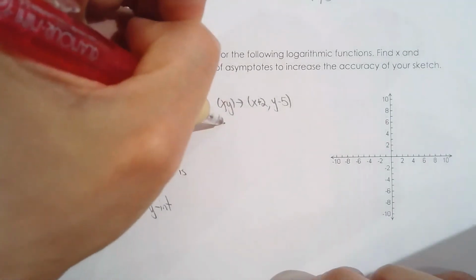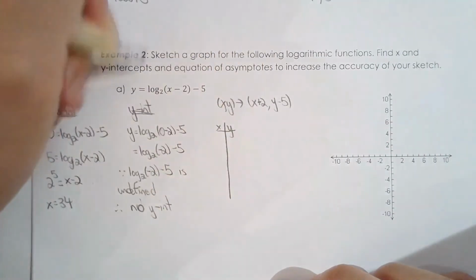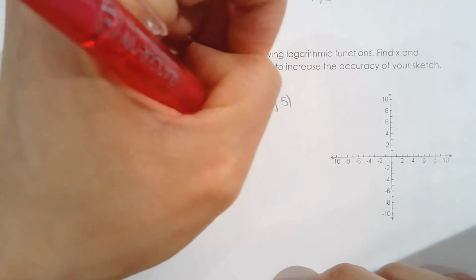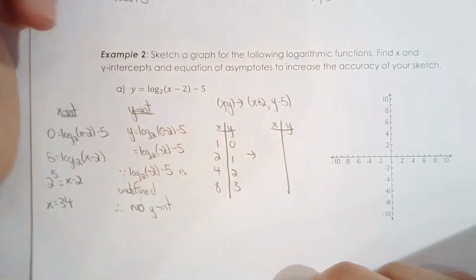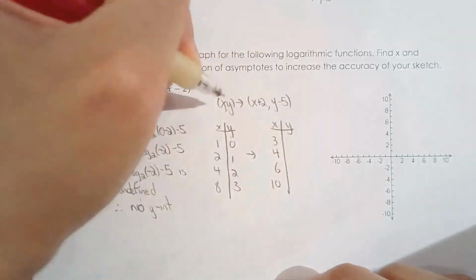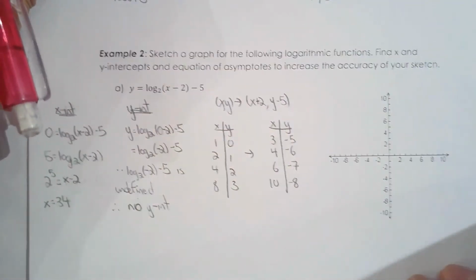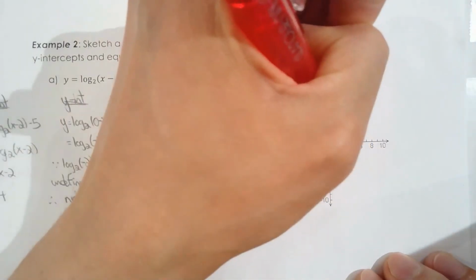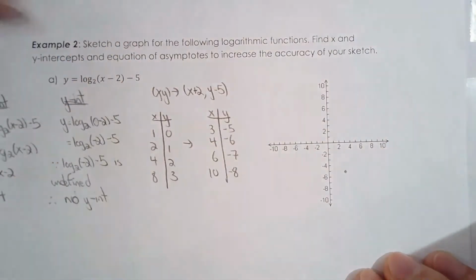Alright, so we need the original points. So I'm transforming log base 2 of x. So 0, 1, 2, 3, 1, 2, 4, 8. So add everything by 2. 2 plus 2, 4, 6, 10. Subtract by 5. Okay, let's plot these points and we're almost done. So 3, negative 5. 4, negative 6. 6, negative 7. And 10, negative 8.